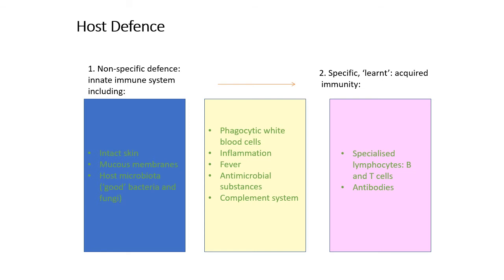And finally, we have what's called acquired immunity, or learned immunity. We have specialized lymphocytes, B and T cells, and also antibodies, which are produced in response to primary infection.